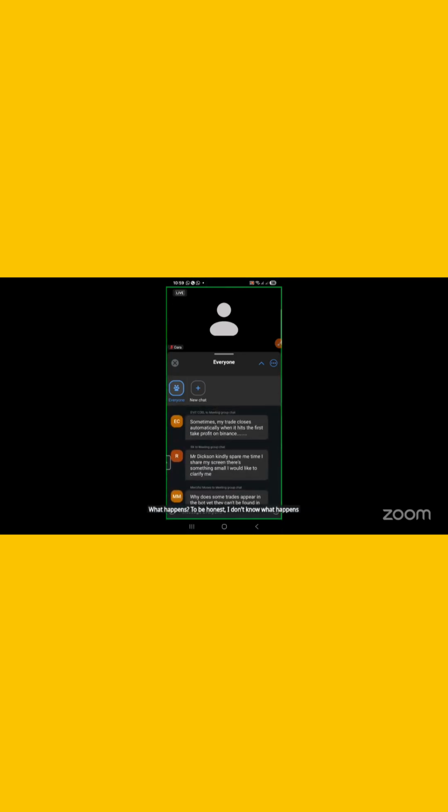Okay, sometimes my trade closes automatically when it hits the first take profit on Binance. Yes, sometimes, of course, the bot is intelligent. If it sees that securing just one take profit is enough, and the coin is about to reverse, why should it remain in a trade which is going to reverse, yet it has already hit profit? So remember, the bot is intelligent. If it sees that the market is not good and the trade has already hit profit, why should it remain in a trade when the market is going to reverse?